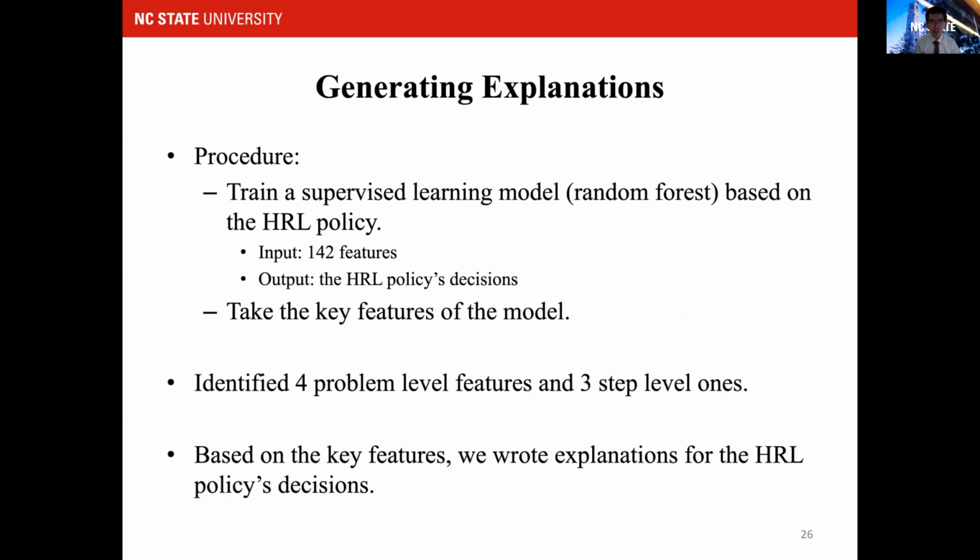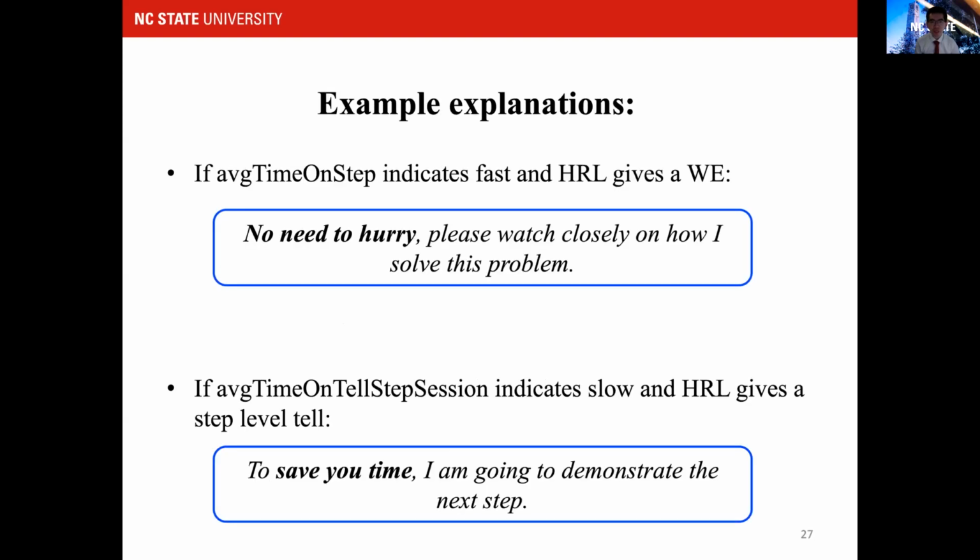Therefore, we generated the explanations via two steps. First, we trained a supervised learning model based on the HRL policy, and then we took the key features of the model as the key features of the HRL policy. Using this method, we identified 4 problem-level features and 3 step-level ones. Then, based on the key features, we wrote explanations. Here are some example explanations.